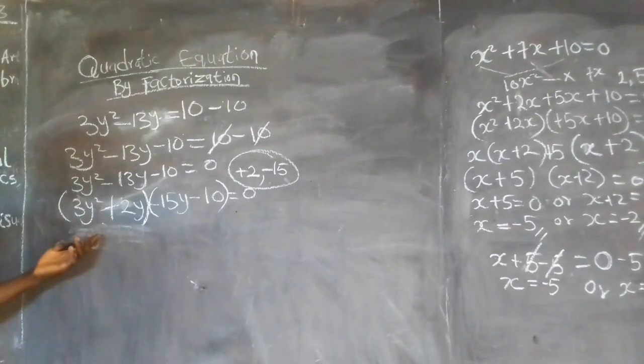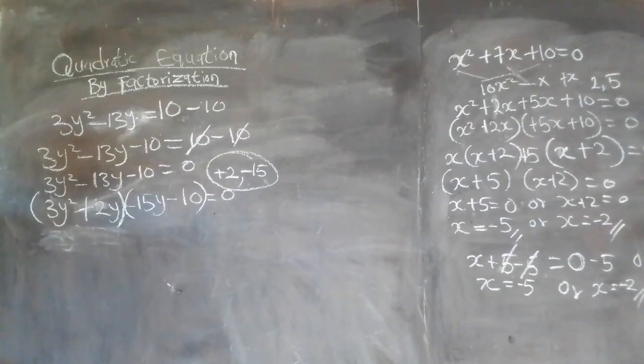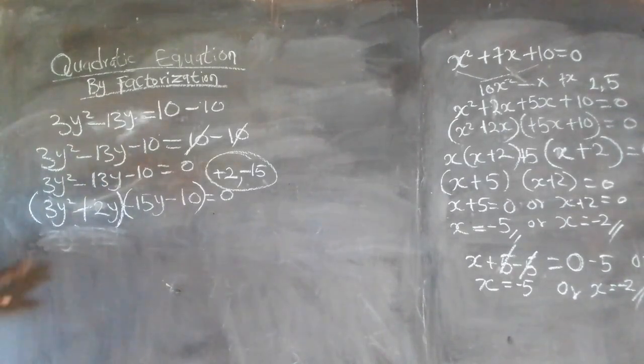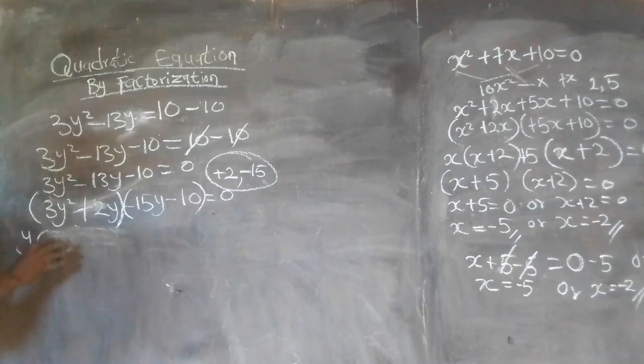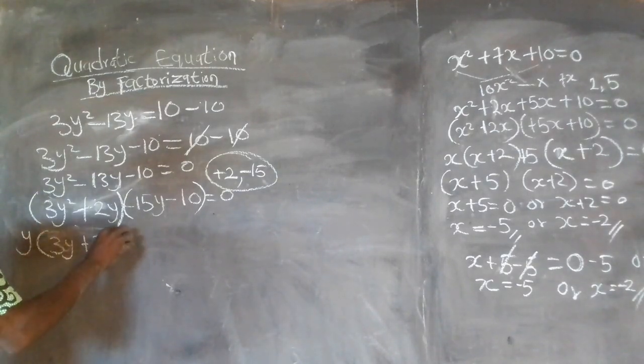Good. We'll group them into two. Now look at this first group and observe very well. What is common inside this bracket? You will see that y is common, so you bring the y out. You have your 3y plus 2. Come to this side. What is common? Say that 5 is common here.